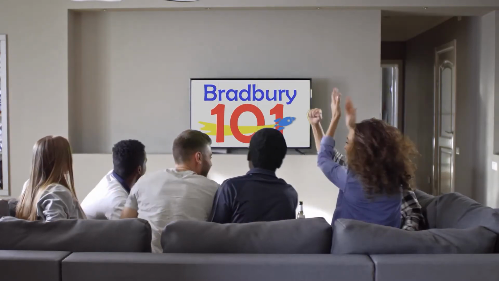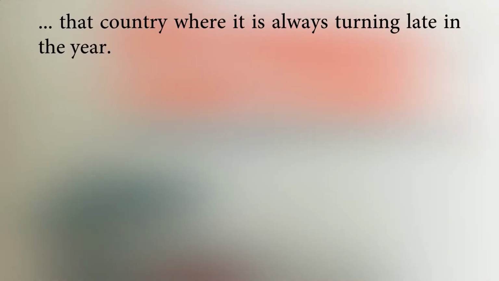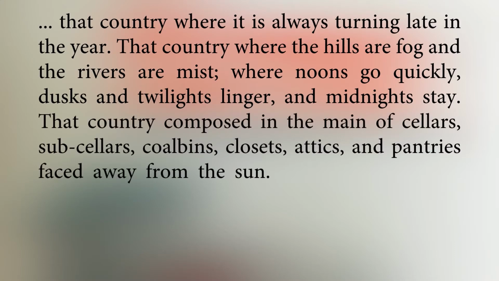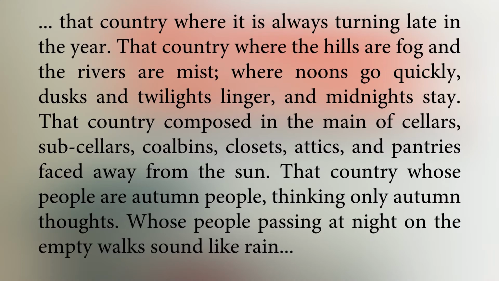According to Bradbury's poetic intro to the book, The October Country is that country where it is always turning late in the year. That country where the hills are fog and the rivers are mist. That country composed in the main of cellars, sub-cellars, coal bins, closets, attics, and pantries faced away from the sun. That country whose people are autumn people, thinking only autumn thoughts, whose people passing at night on the empty walks sound like rain.